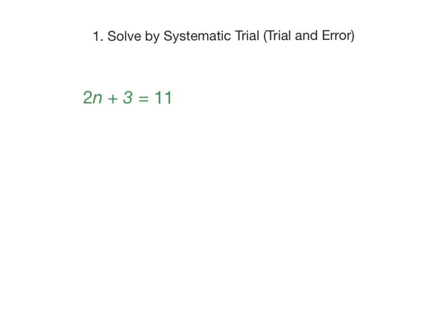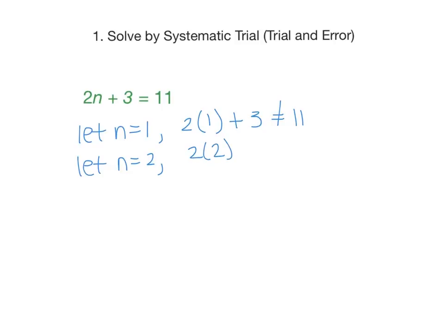So let's use guess and check by choosing any value that we want to represent n. Let's start with 1. Let n equal 1. Well, if we do that, we will have 2 times 1 plus 3. Let's see if that gives us 11. Well, 2 times 1 is 2, plus 3 is 5. That does not give us 11. Let's set n as being 2. So 2 times 2 plus 3. Does that give us 11? Well, 2 times 2 is 4, plus 3 is 7. Nope, that does not give us 11.